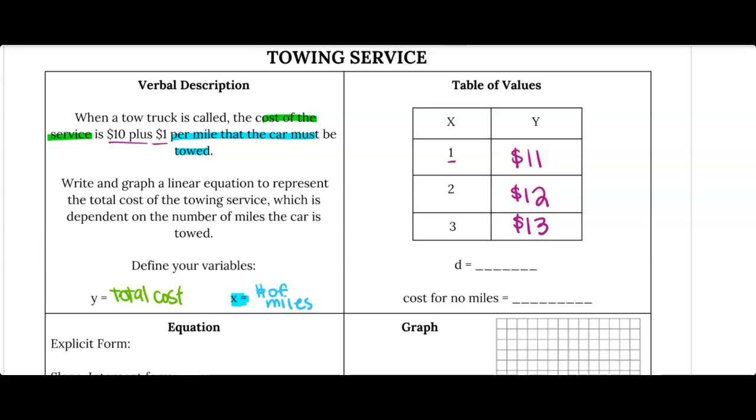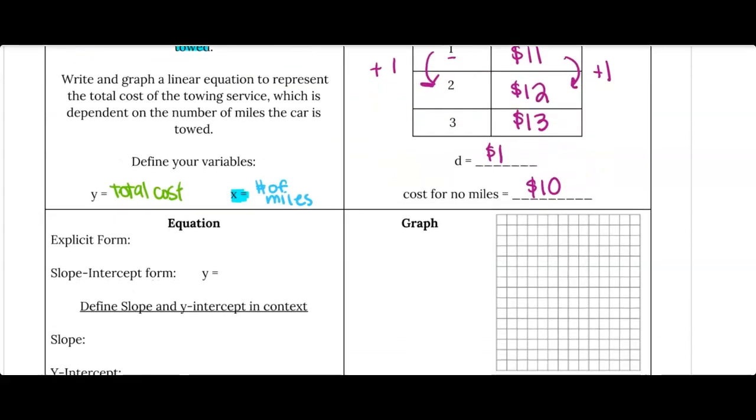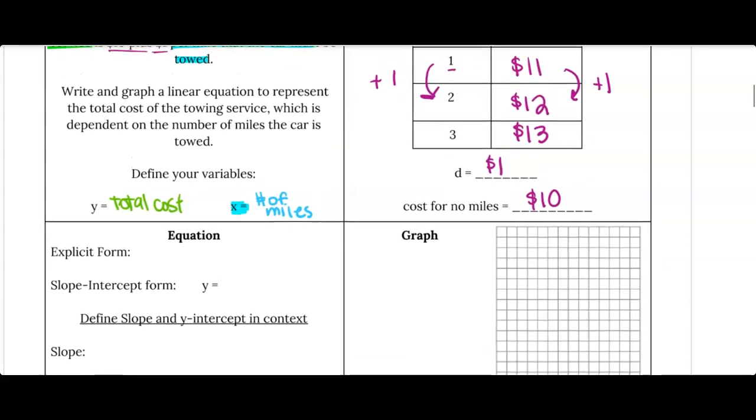So your d is your common difference, right? And that is $1, because that's how much it changed by. We went up $1, so we added 1 for every 1 mile that we went up. The cost for no miles is actually $10, because that would be the term right before 1. So the explicit form will then be, we'll start with the first term. So we would have f of n is equal to, we're starting at 11 and adding 1, n minus 1 times.